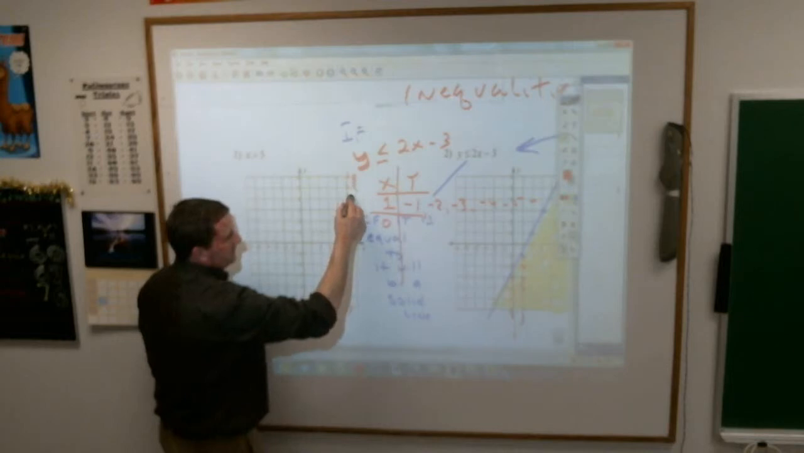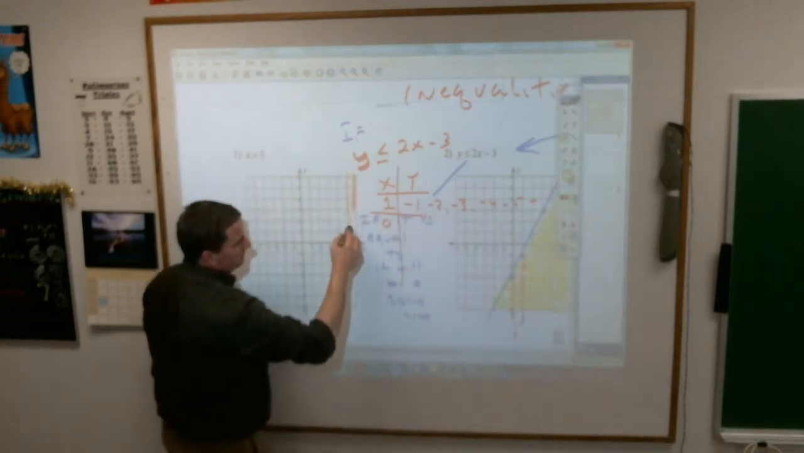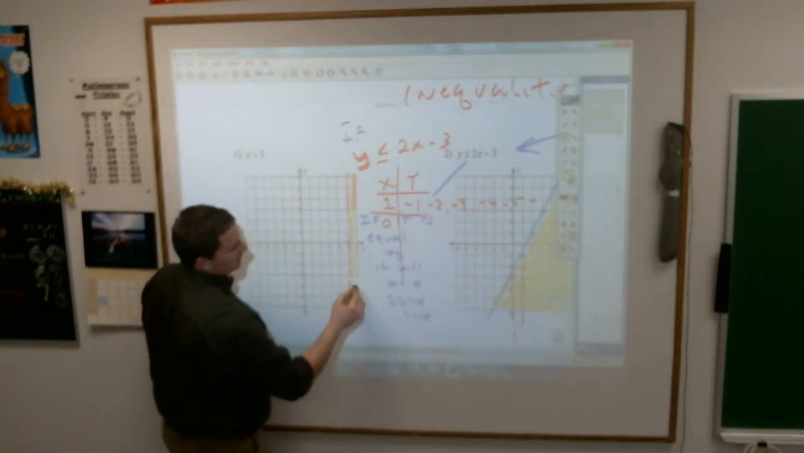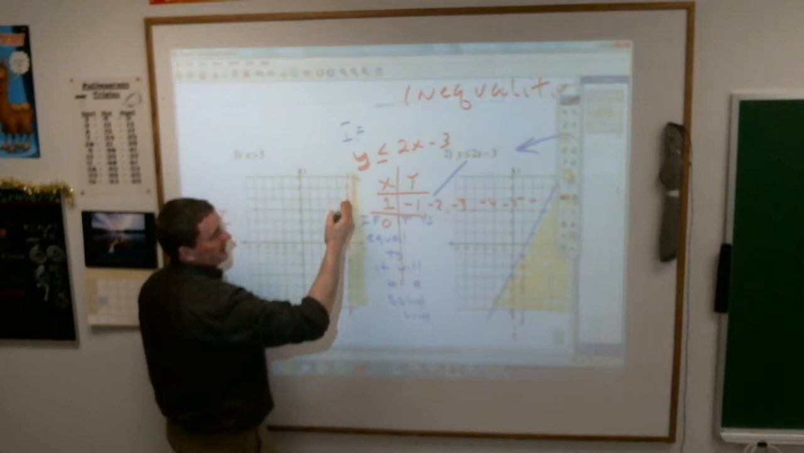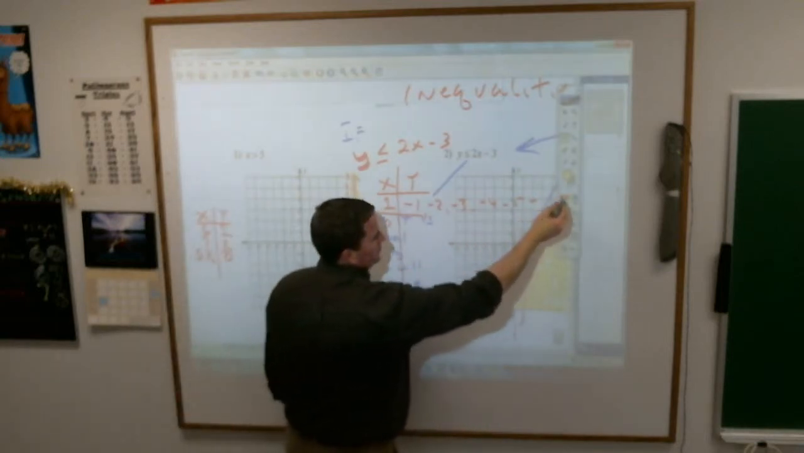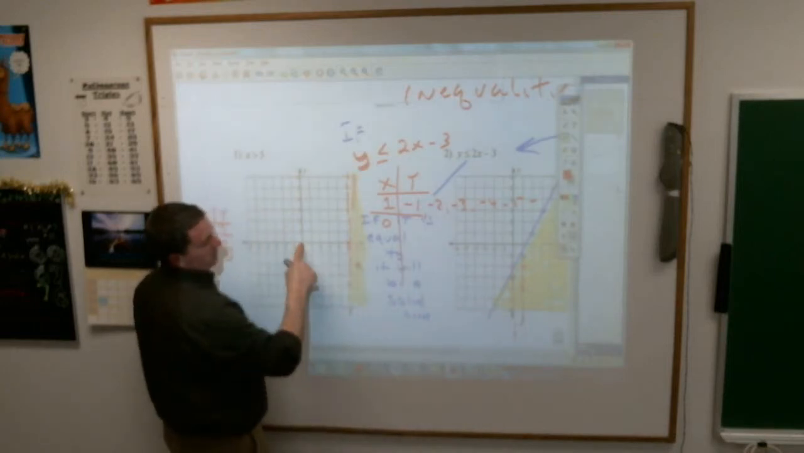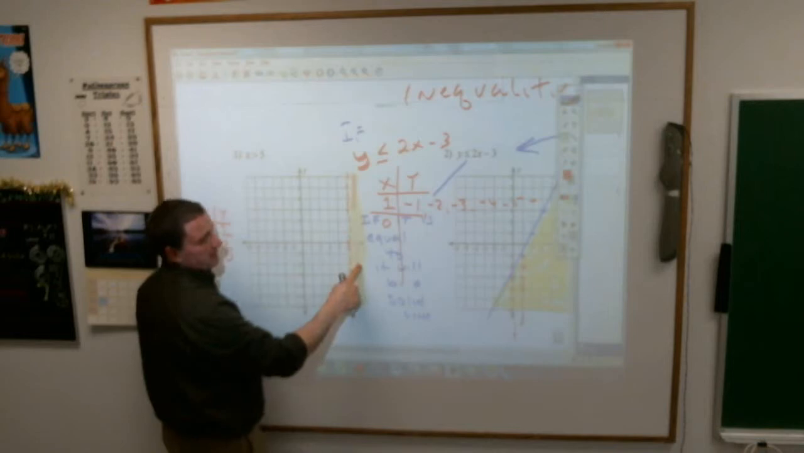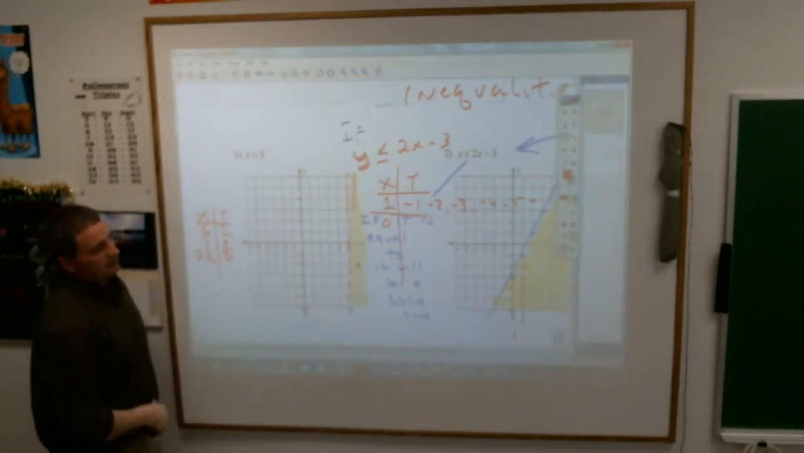This is the only time you're going to have a vertical line, when you get an x equals problem. So on this side, it doesn't matter what y is, because y can be anything, but x has to be anything bigger than 5. So any point I pick in this shaded region would work. If I pick this point right here, x is 6, y is negative 2. Does that work? Yeah, because the only thing it has to be is x is greater than 5.